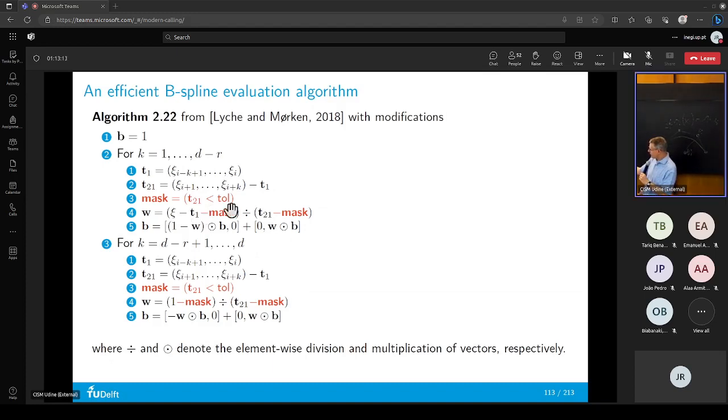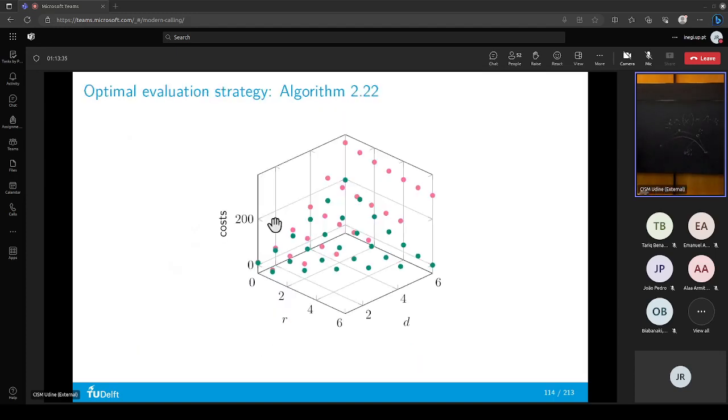If this is 0 and this is 0, well, anyway, we divide something which reflects this 0 by 0 is 0 thing. And if we look at this, the double dot and the dot multiply are element-wise operations. And if we now look at how much this costs, that is the green one.